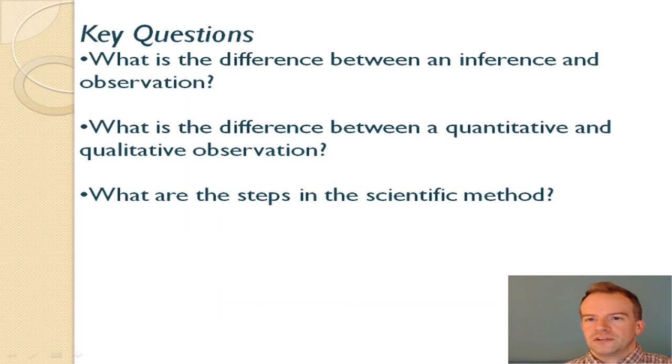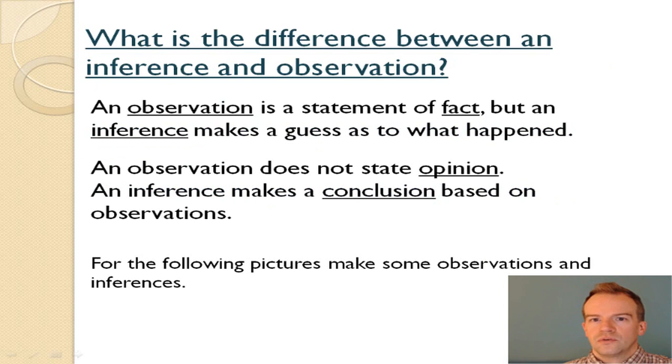When we're learning about the scientific method, we want to first be able to know the difference between an inference and an observation, know the difference between a quantitative and qualitative observation, and know the basic steps of the scientific method. What is the difference between an inference and an observation?